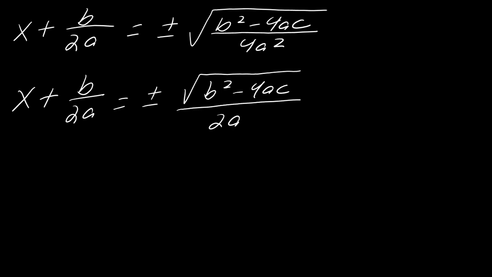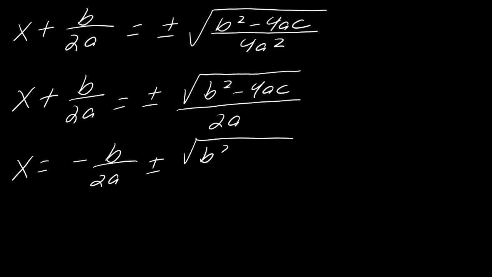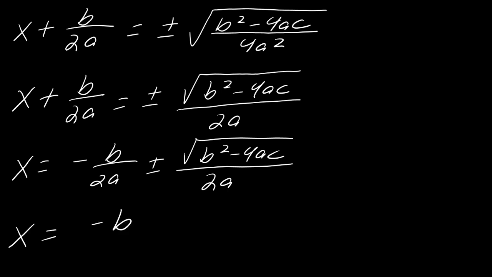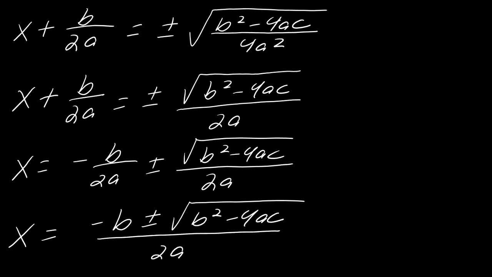And that's actually helpful to do because now I need to finish solving for x. So I just need to subtract the b over 2a. So let's see, this becomes negative b over 2a plus or minus this square root of b squared minus 4ac over 2a. And then, hey, look at that, they have the same denominator. So now I can write this as x equals negative b plus or minus the square root of b squared minus 4ac over 2a. Okay, and what is this that we are looking at?